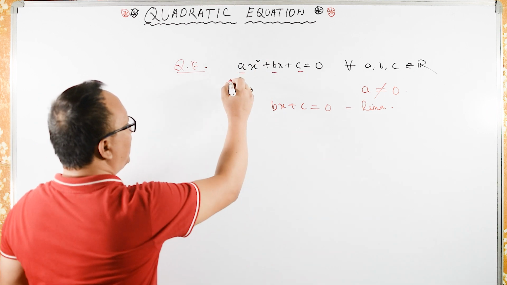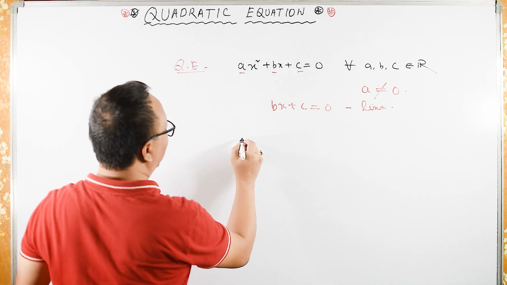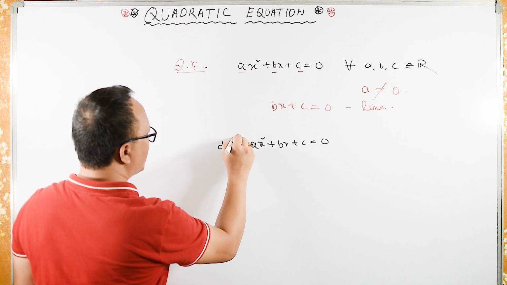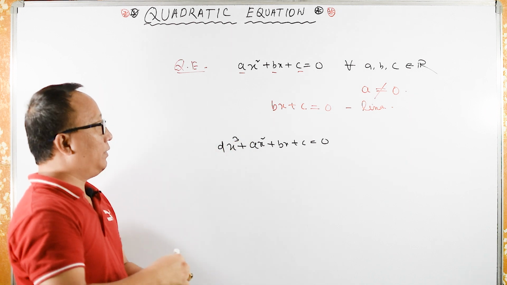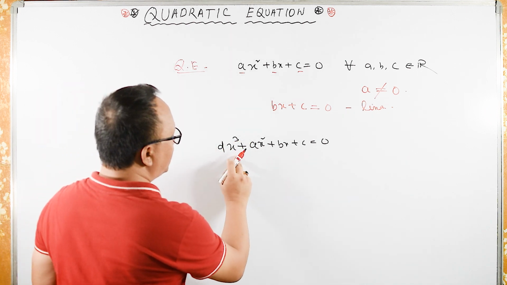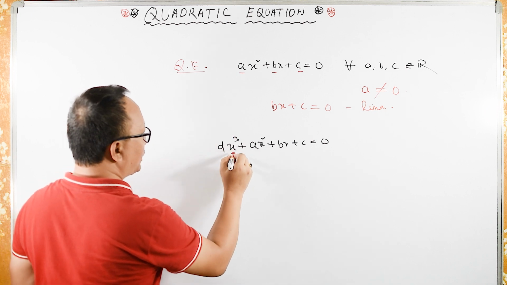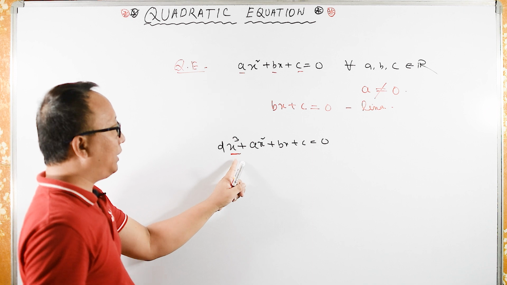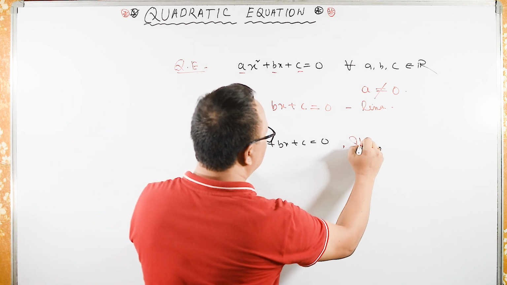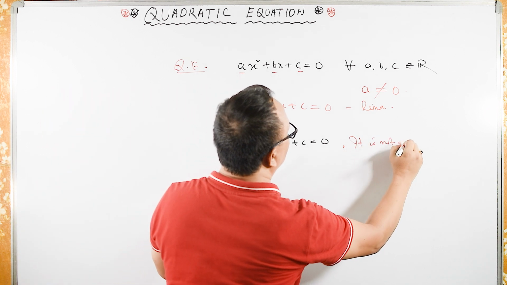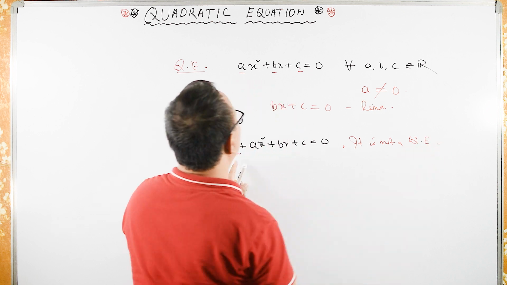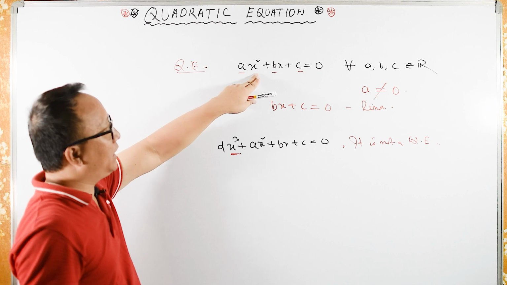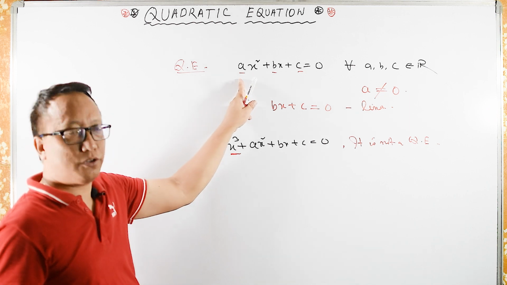If I choose another, dx³, whether it is a quadratic equation or not, the highest power of x is what? x³ over here. The highest power of x is x³. Therefore, it is not a quadratic equation. In order to have a quadratic equation, the highest power of x should be 2, as well as the coefficient of the highest power should not be equal to 0.